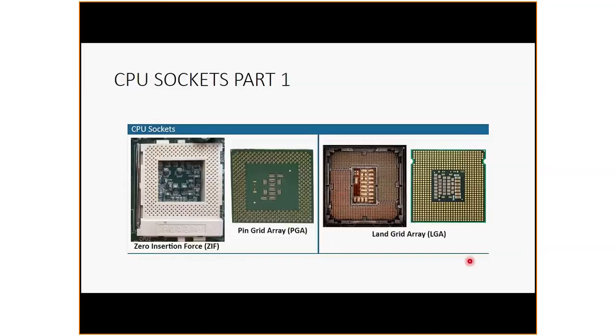So when they changed the type of socket, you did not have to worry about destroying your CPU, right? CPUs cost thousands of dollars, couple $100. So this was just a better improvement compared to the pin grid array.